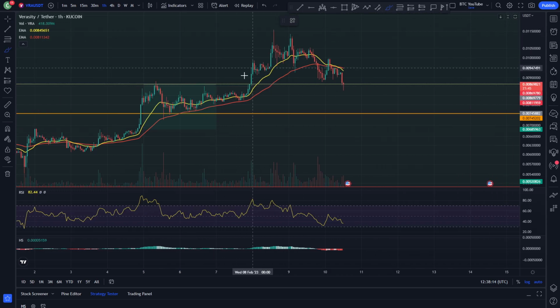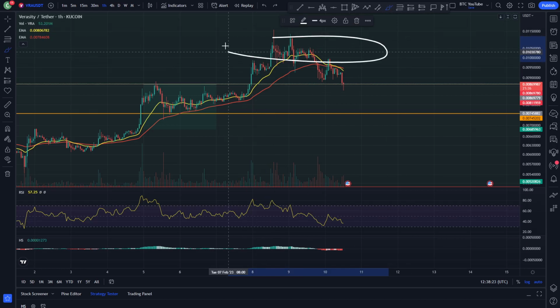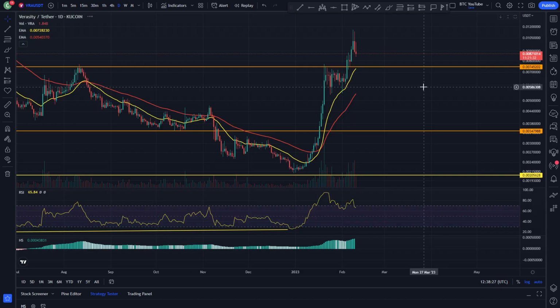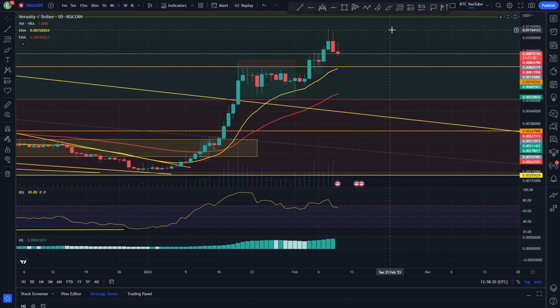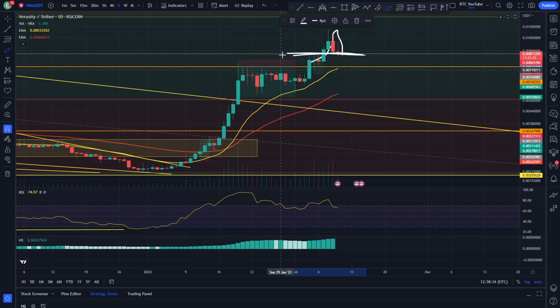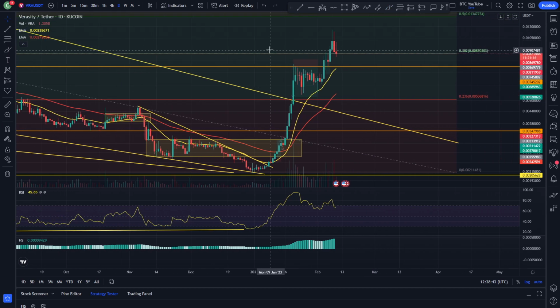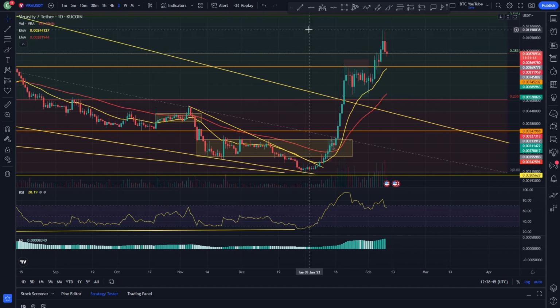You can see after that we got that continuation to the upside, up to around over that 1 cent level, which is cool to see. But it looks like that 1 cent area could be an area of rejection where people are taking profits. And we can see now it looks as though Verasity is coming back down, retesting this previous area of resistance as support again. Just to be aware, we have got bearish divergences here as well, so we could potentially see a deeper retracement over the next few weeks, depending on what the wider market does.